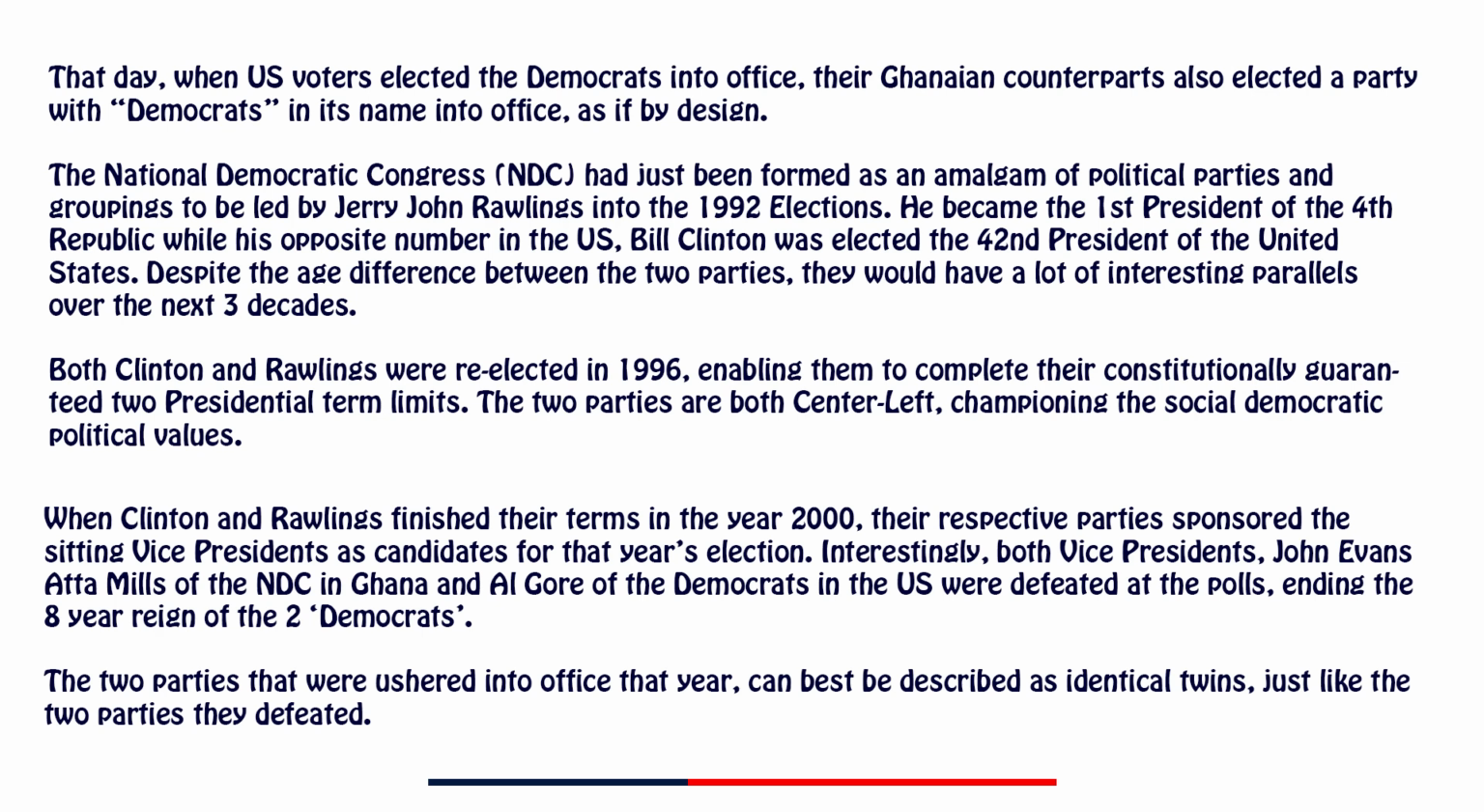The two parties are both center-left, championing social democratic political values. When Clinton and Rawlings finished their terms in the 2000s, their respective parties sponsored the sitting vice president as candidates of that year's election.